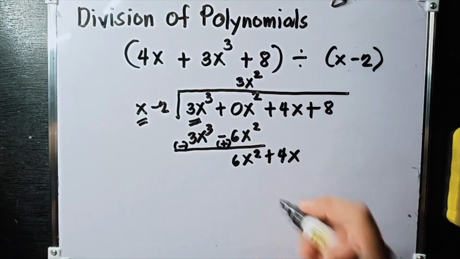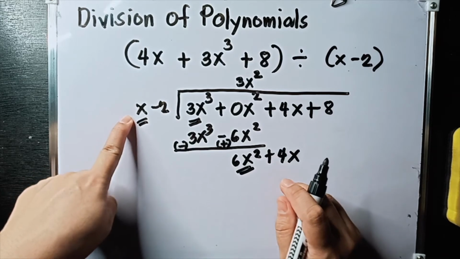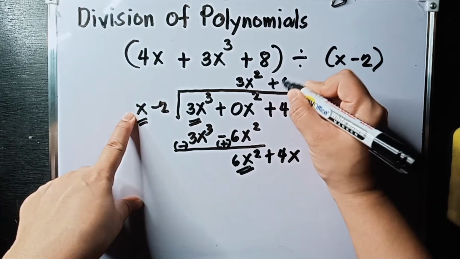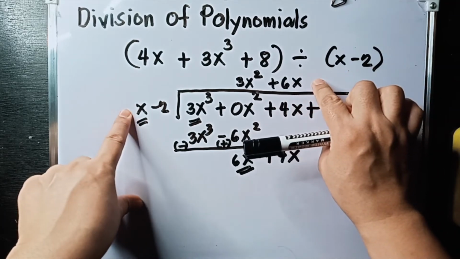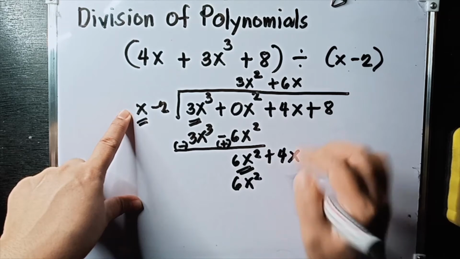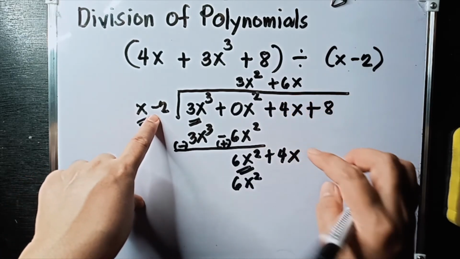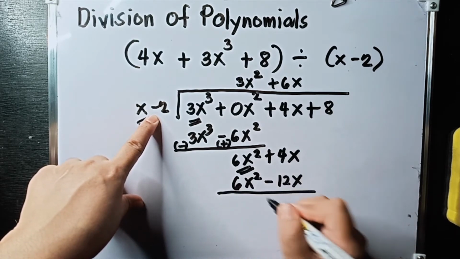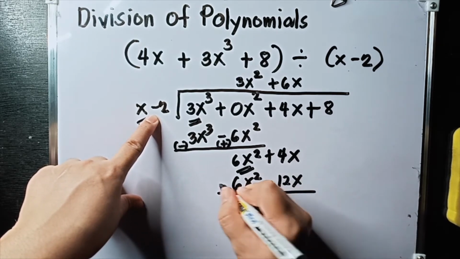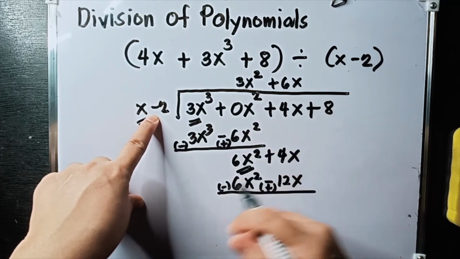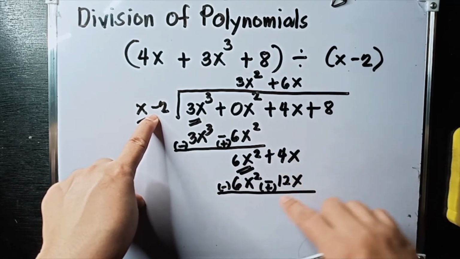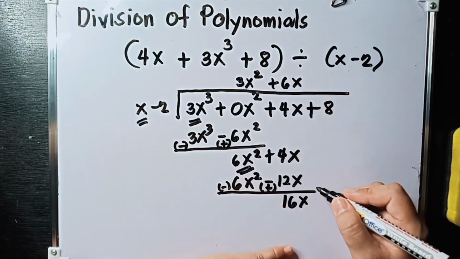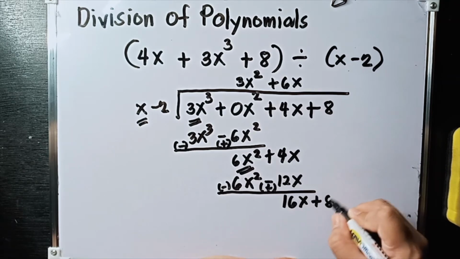And then we divide again the first term by the first term of the divisor. 6x squared divided by x is positive 6x. 6x times x is 6x squared. 6x times negative 2 is negative 12x. Again, we subtract. So this one will become positive and this one is negative. So cancel. So this one is 4x plus 12x. We have 16x. And then we bring down our 8, positive 8, our constant term.